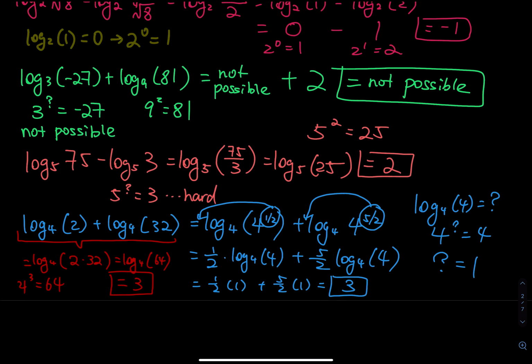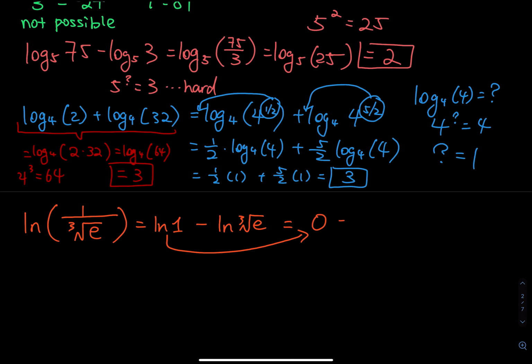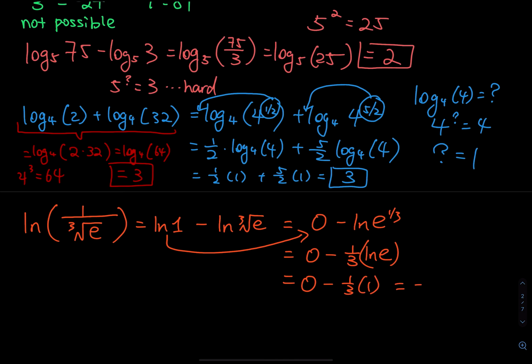We have one problem left. The problem is ln of 1 divided by the cube root of e. So this is equal to ln of one term divided by the other, so that is ln of the top minus ln of the bottom. ln 1, what is ln 1 equal to? ln 1 is equal to 0, and then you are going to subtract ln of e to the 1/3, right? And then you have 0 minus, you bring the 1/3 down, and then you have ln e, and ln e is equal to 1, so 0 minus 1/3 times 1, you have a negative 1/3.